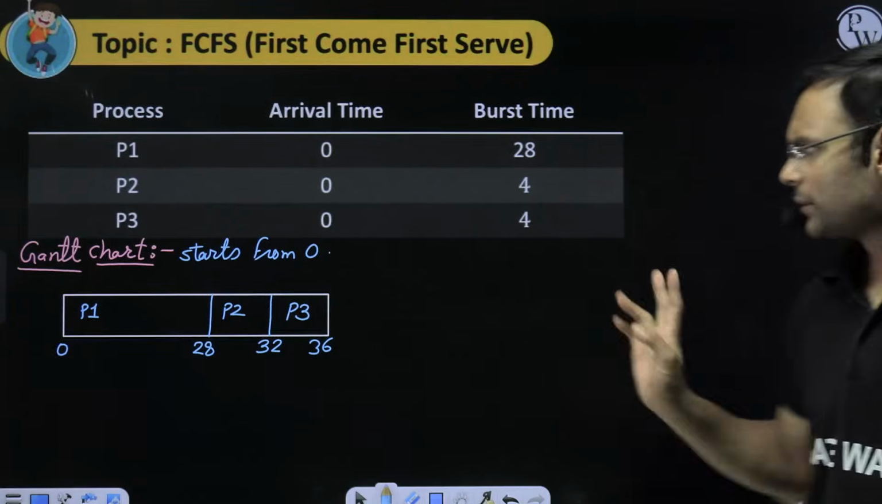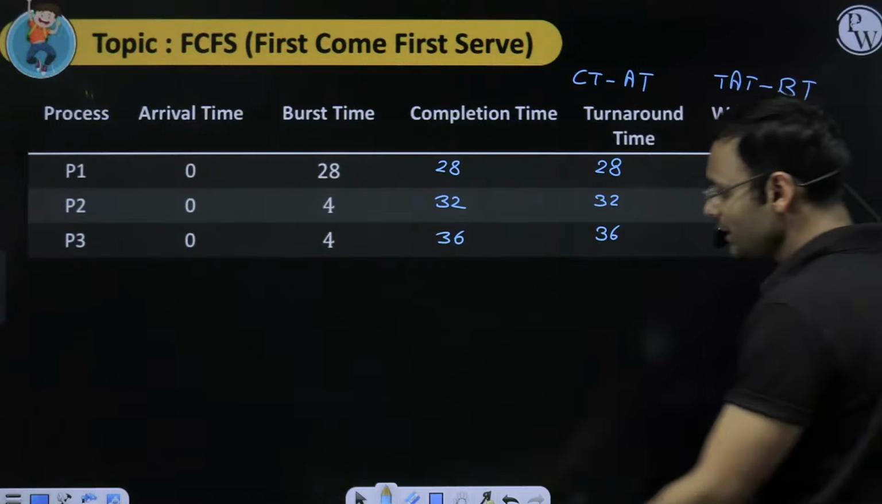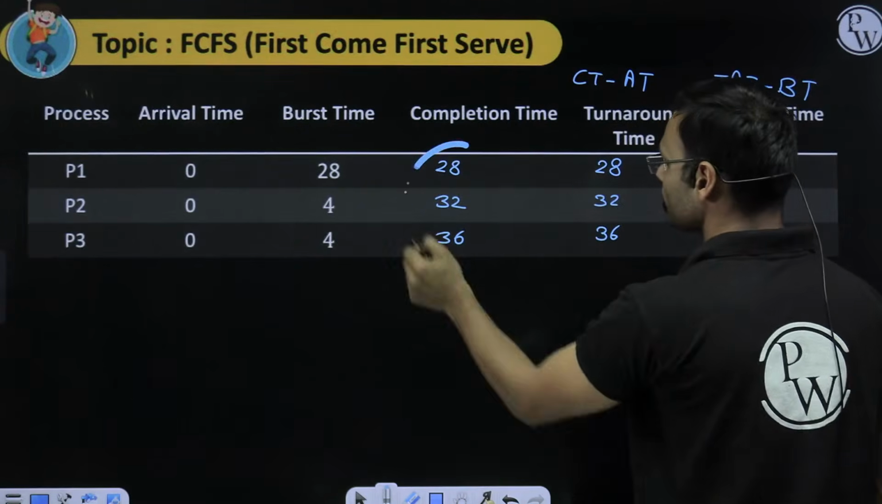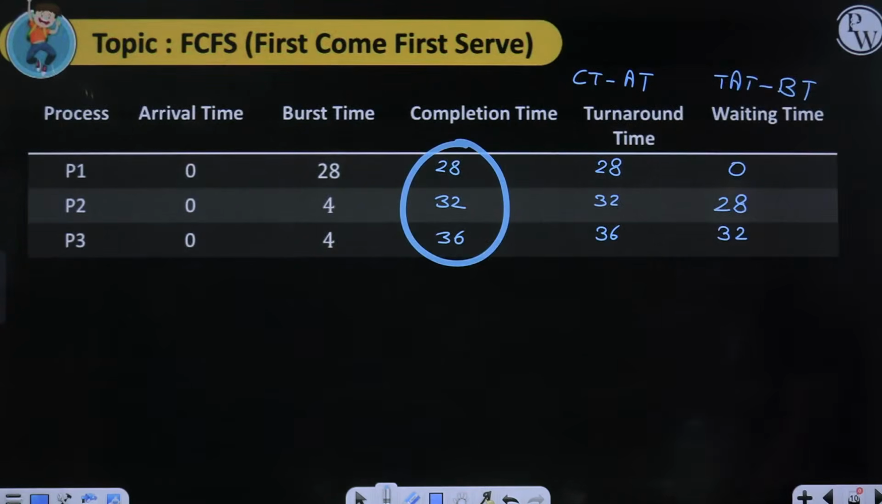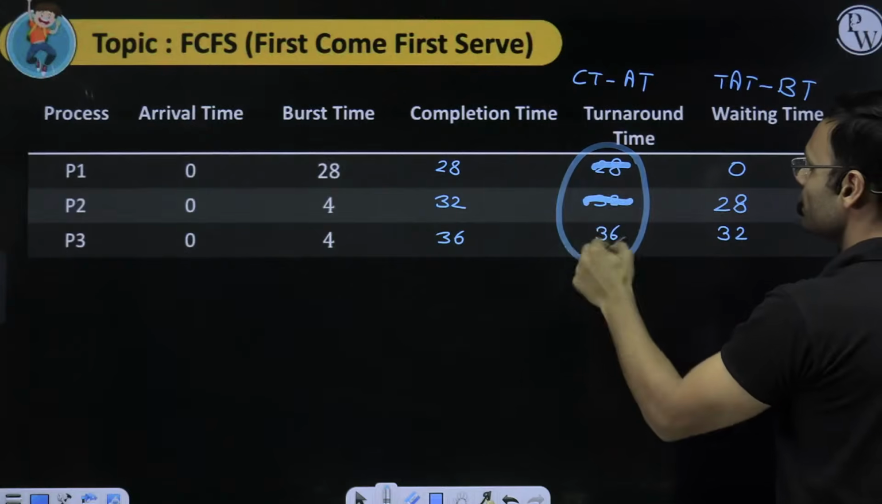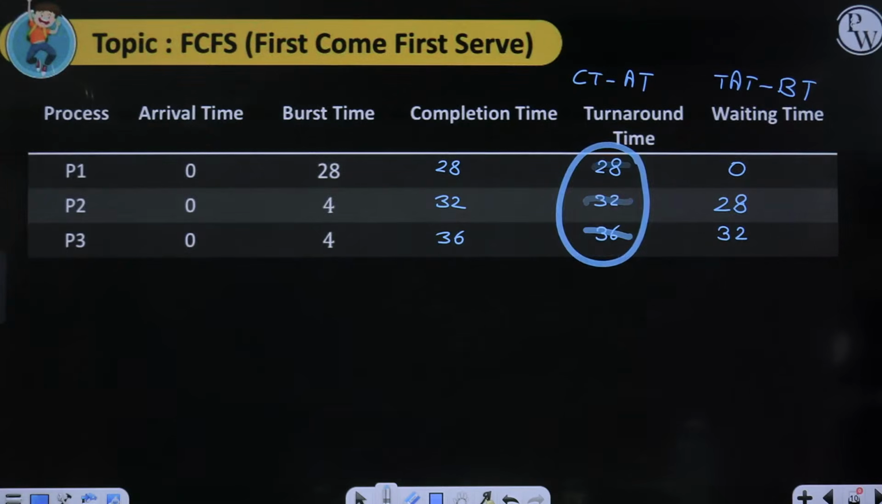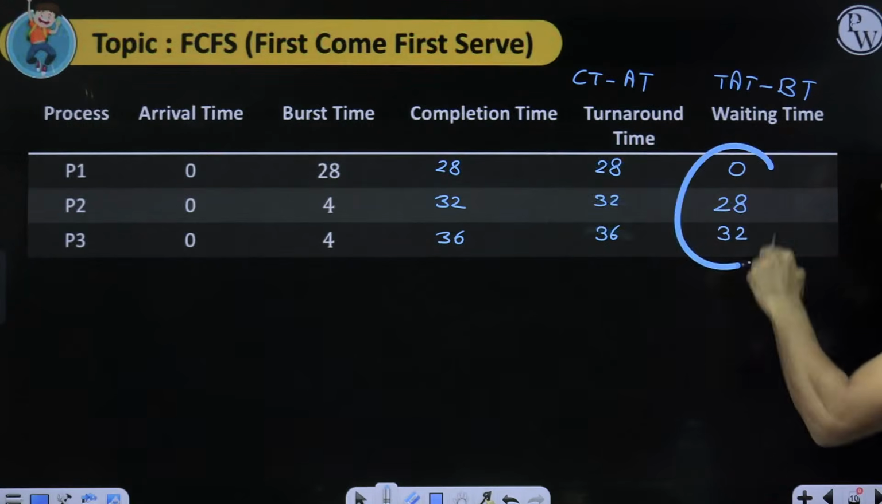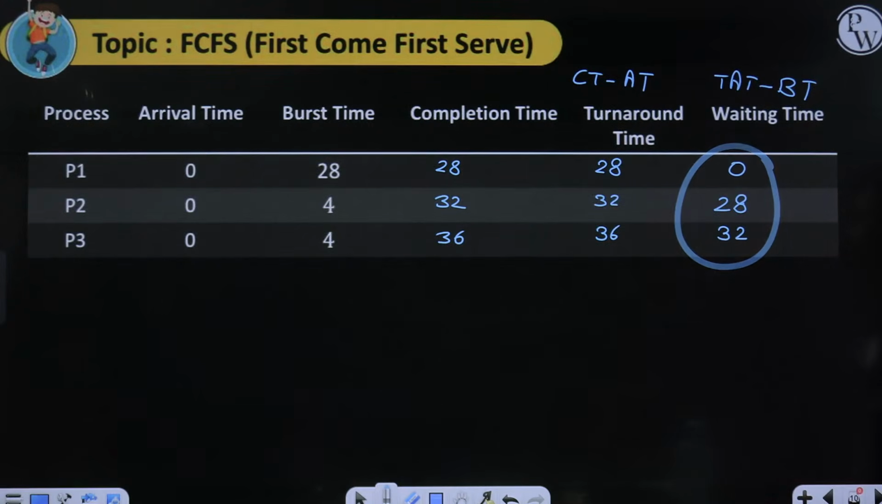Second type of question. They can ask completion time of any specific process. What is the completion time of P3? Or what is the completion time of P1? We can get the answer from here. Or they can ask turnaround time of a specific process. From these three values, you can easily tell the turnaround time of any specific process. Similarly, what is the waiting time of a specific process? Like waiting time of P2 is what? They can ask, we can answer.